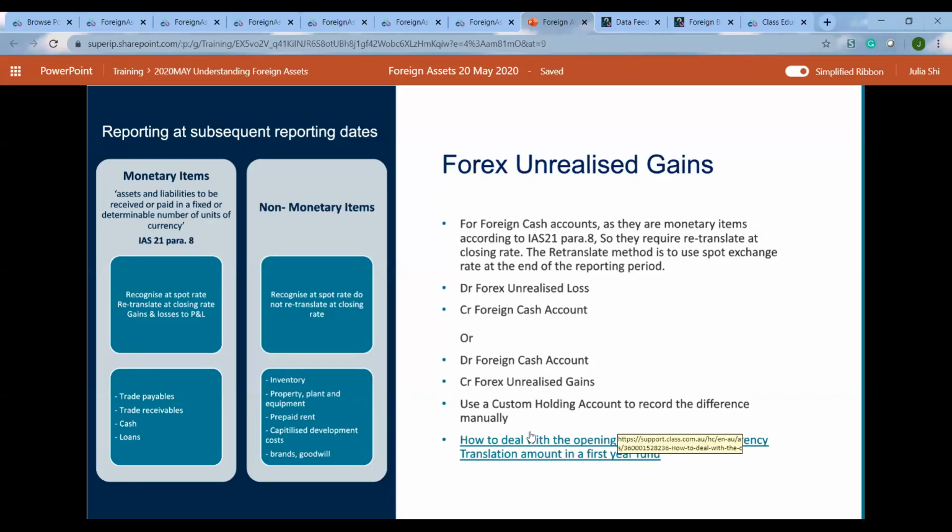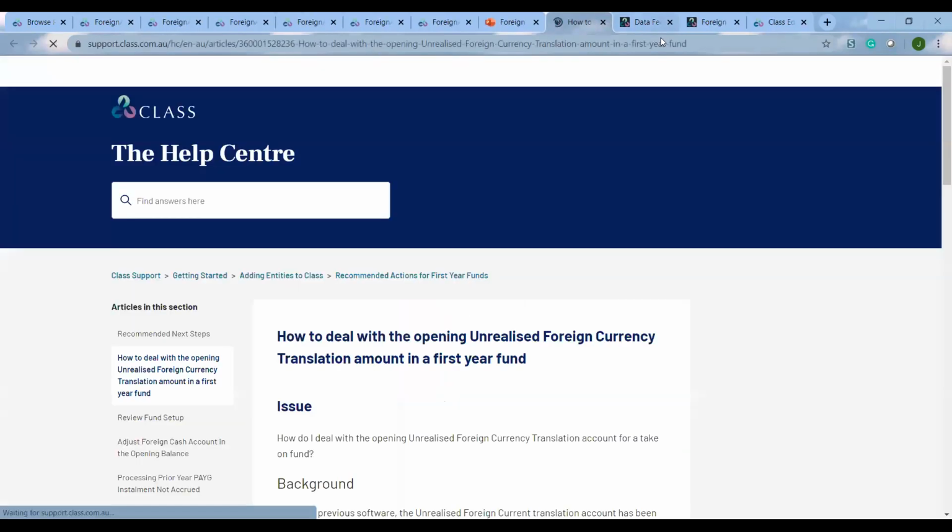So here I've also linked another knowledge-based article. So what we actually found out is, especially clients taken on from another software, they may be maintaining this foreign unrealized gain or losses as a separate account, and then keep the original foreign cash accounts book cost in another account. So how to actually deal with this particular situation?